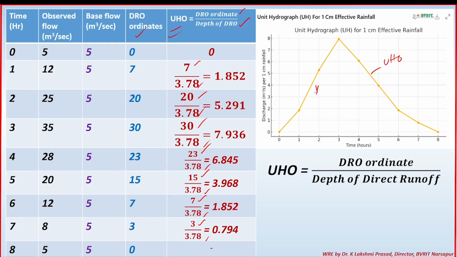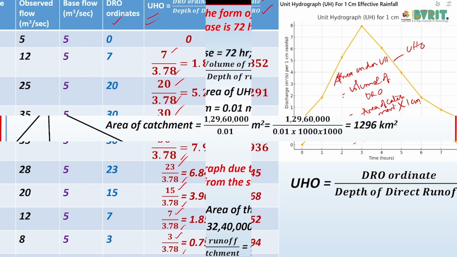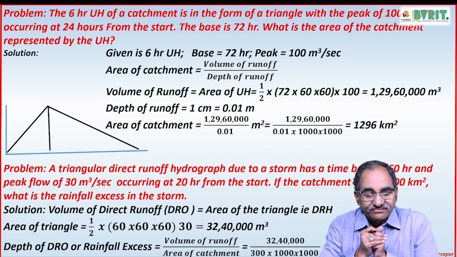The area under the UH gives you the volume of direct runoff. It is equal to nothing but the area of the catchment into 1 centimeter. Here is a problem.